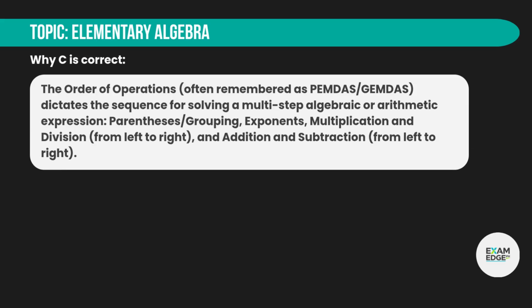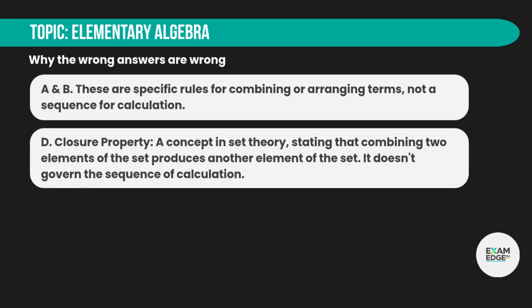Why C is correct? The order of operations, often remembered as PEMDAS or GEMDAS, dictates the sequence for solving a multi-step algebraic or arithmetic expression: parentheses, grouping, exponents, multiplication and division from left to right, and addition and subtraction from left to right. Why the wrong answers are wrong, A and B.